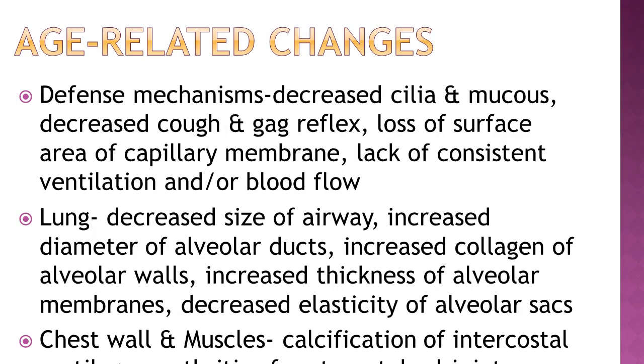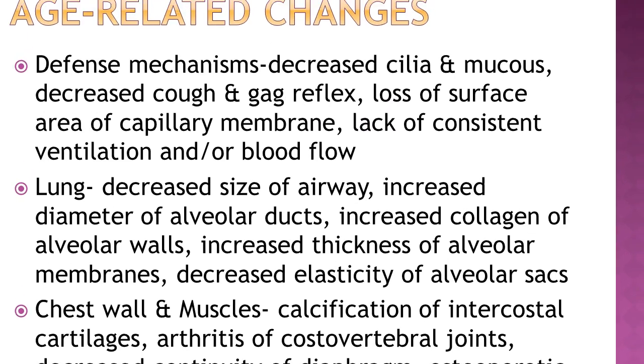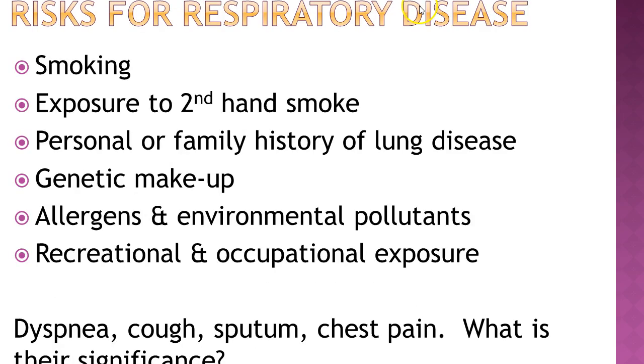Thorax becomes shorter. And these are also many of the age-related changes in regards to the defense mechanisms. Decreased cilia, decreased cough and gag reflex. That's why we see a lot of people end up aspirating and sometimes getting aspiration pneumonia. Loss of surface area of capillary membrane, so we have a little bit of a decrease of those diffusion of gases. The lungs, decreased size of airway, chest walls and muscles, and then other kinds of associated issues occur with those particular structures.